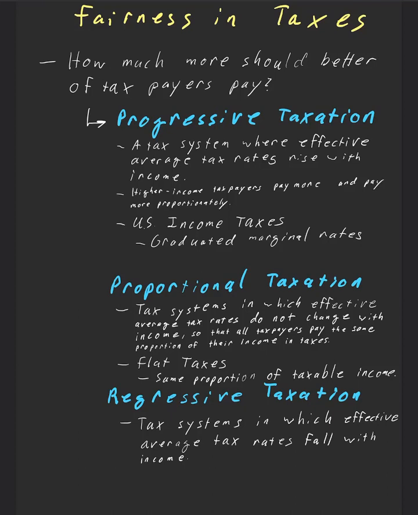Notice that they could still pay less, right? So somebody makes $100, we tax them at 15%, they pay $15. Somebody makes $200, we tax them at 10%, which is lower. They'd pay $20. So they're paying more, but they're paying proportionately less, the higher income person is.